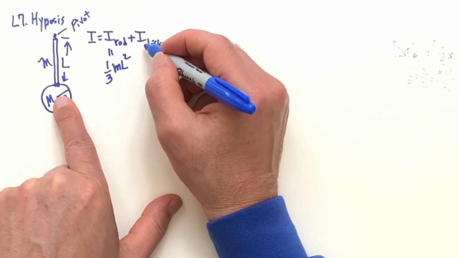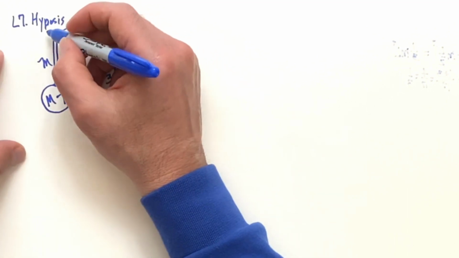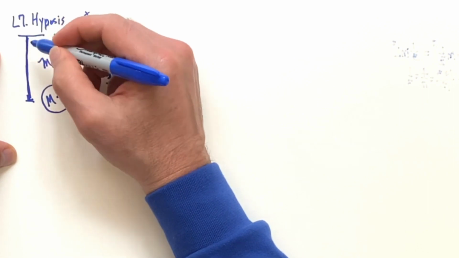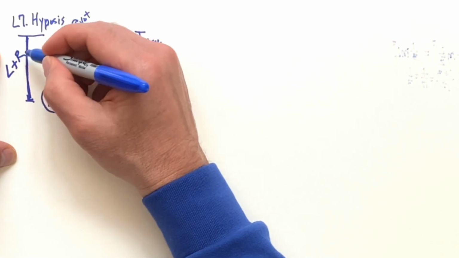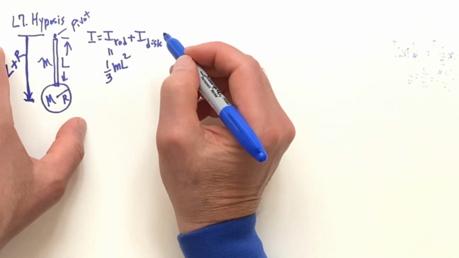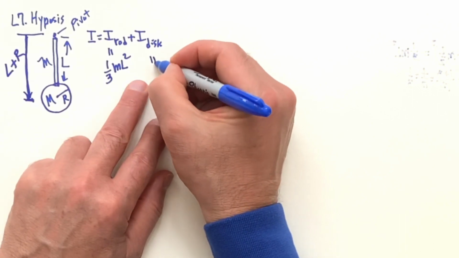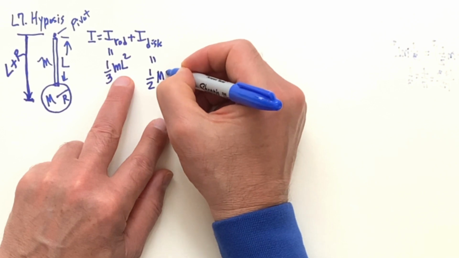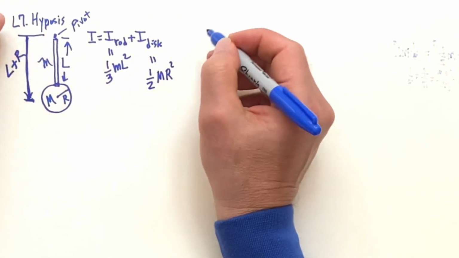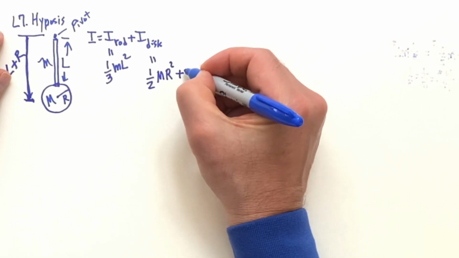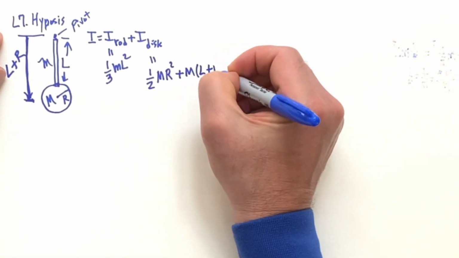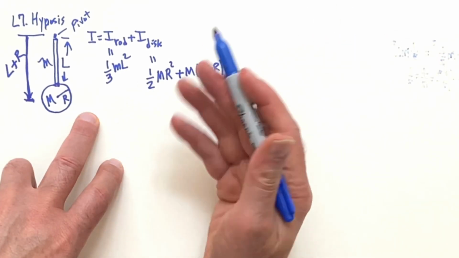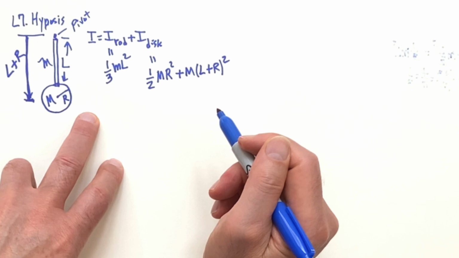We already did the disc about the center, it's 1/2 mr squared, but now we got to shift it, so we can use the parallel axis theorem. We got to shift it down. This is going to be L plus R. So therefore, for the disc part, we'll have 1/2 mr squared, that's the center of mass result, plus m and the shift, L plus R, quantity squared. We could leave the answer in that form. That's perfectly acceptable.